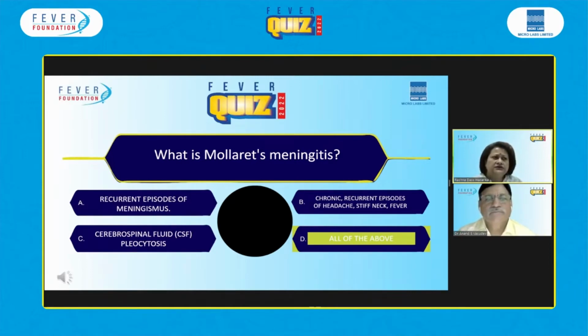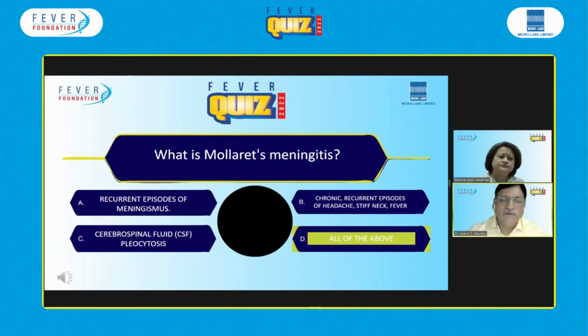The description is that in the CSF, you first get mononuclear cells. These mononuclear cells were known as Mollaret's cells. After 24 hours of infection, the mononuclear cells convert to lymphocytes. So in the CSF, you will usually get a lymphocytic predominance, but all the others like the Gram stain and other markers of infection will be negative. Quite uncommon, but if you have a person who comes with repeated episodes of aseptic meningitis, this is something which we must keep in mind.